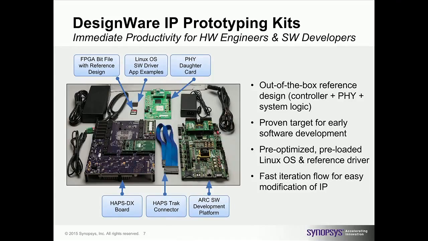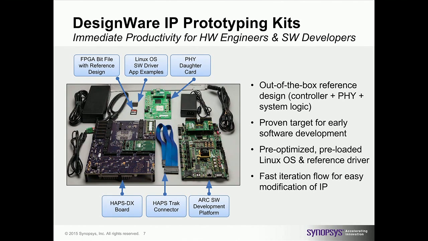So this is an example of our DesignWare IP prototyping kit. This is just one of the kits that we're providing. This is available for a variety of IPs such as USB, PCIe, UFS, for example. This really allows immediate hardware and software productivity, because it gives you, out of the box, a full implementation of the interface itself. It's a proven target for early software development, and really pre-optimized, preloaded. So you can start running with that very, very quickly.